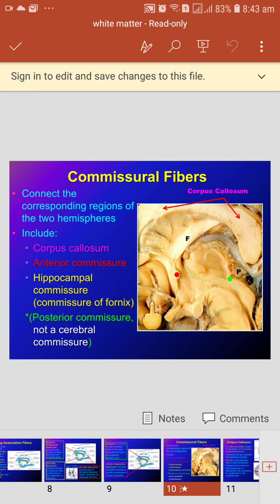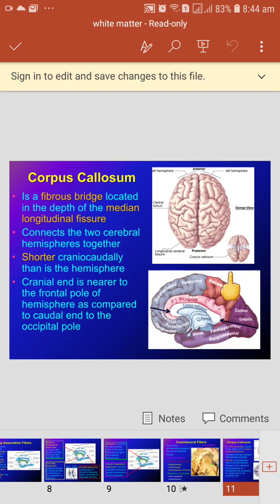In this diagram, you can see this is the corpus callosum. This one with the F is the fornix. With the red is the anterior commissure, and with the green is the posterior commissure. These are the commissural fibers that will connect adjacent or corresponding areas of two hemispheres. First, we will discuss the corpus callosum, which is a type of commissural fibers.